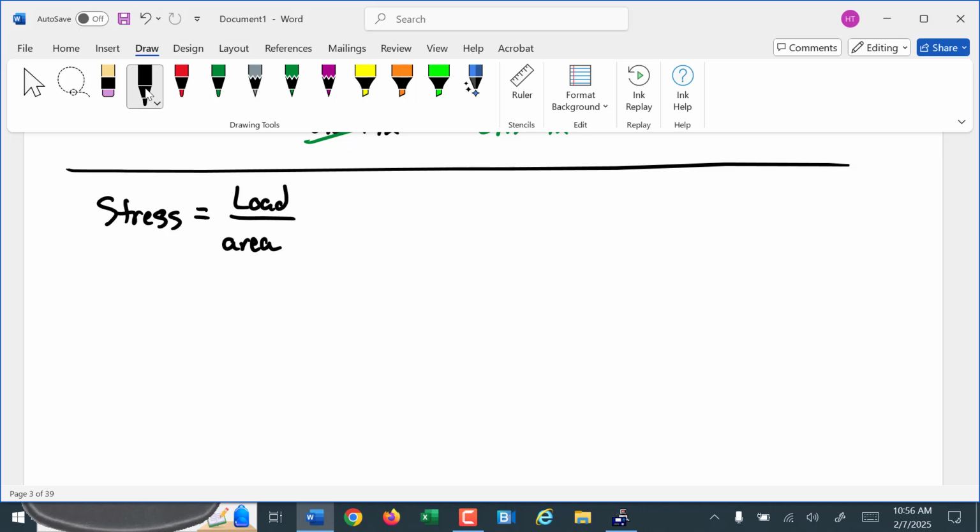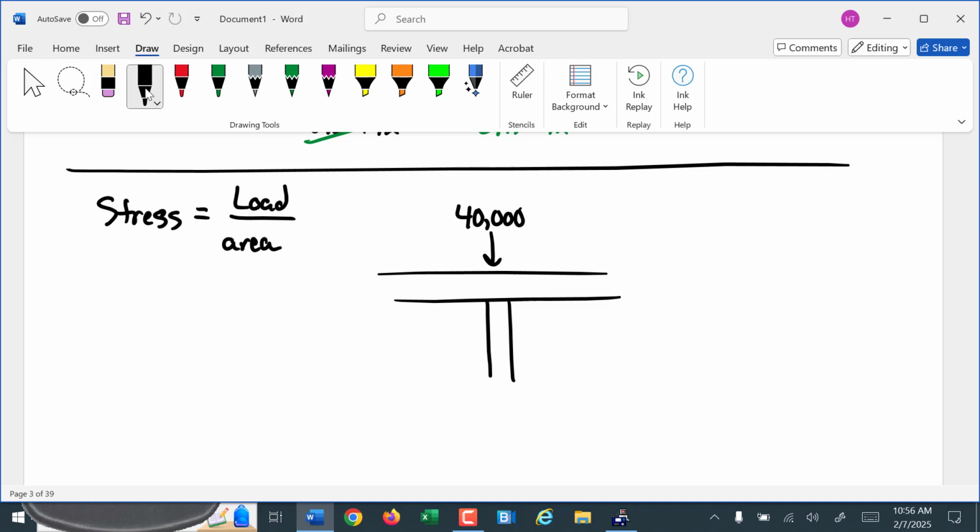So the simplest way to think about this is if you have a beam in your house and you have a post supporting that beam, and the load on the top of that post is 40,000 pounds. And let's say that this beam is a rectangular beam, 4 inches by 6 inches. We can find the stress on that beam or on that post by first finding the area. How do you find the area of a rectangle?